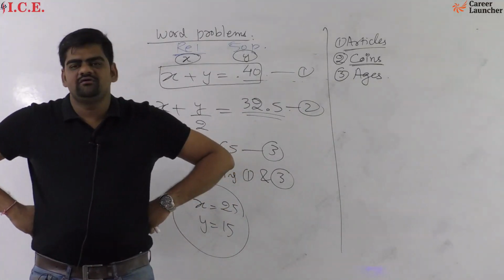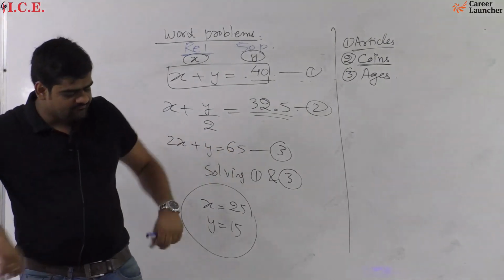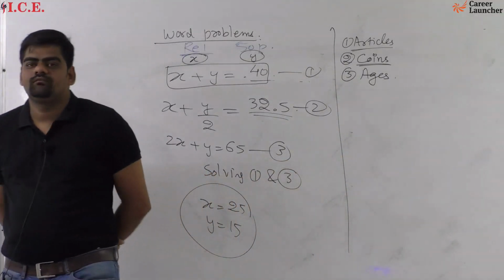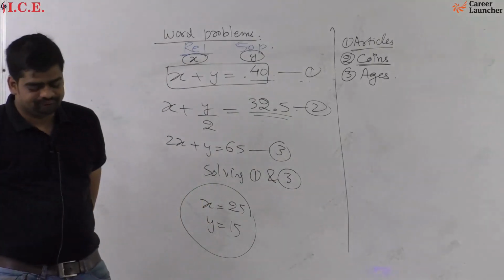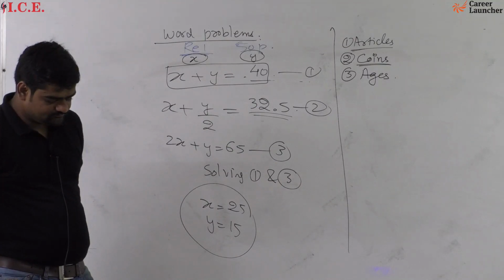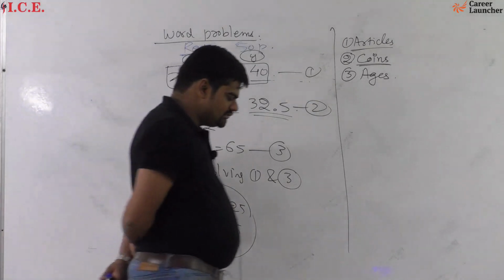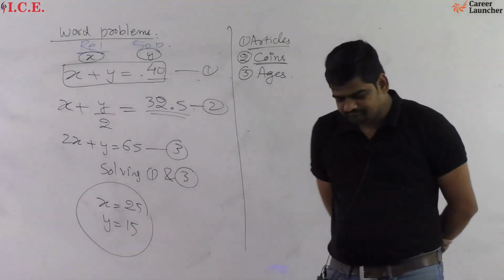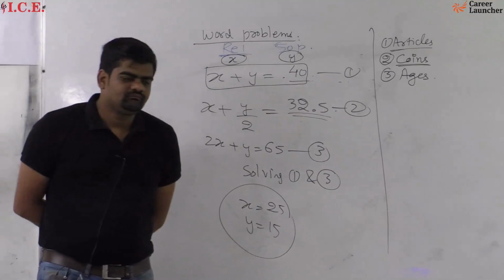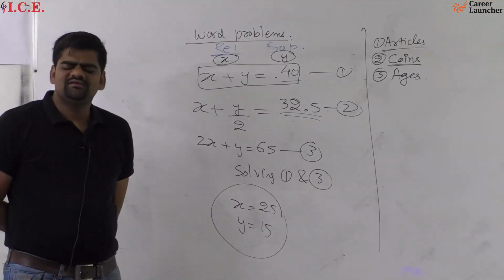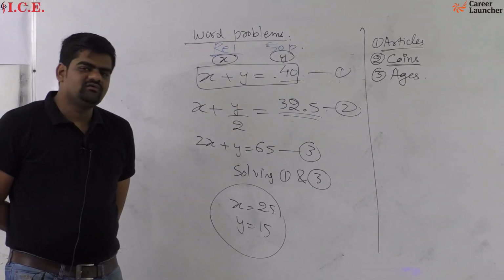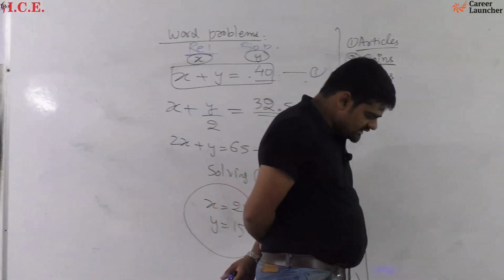So I said 5 years ago, father was 3 times the age of son, and 10 years from now, he will be 2 times the age of son. Find the present ages of father and son. Can you quickly form the equation and solve?